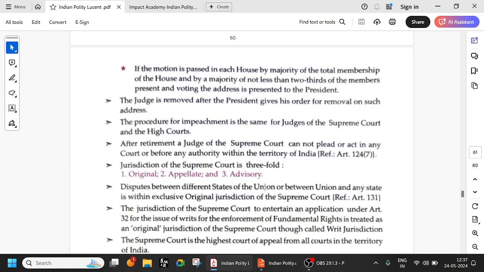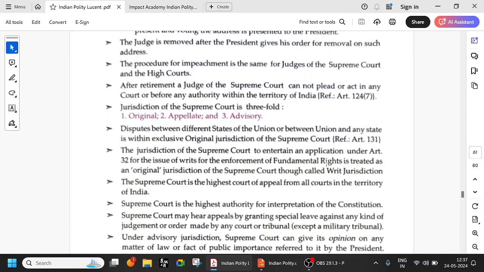So disputes between different states of the union, or between the union and any state, are within the exclusive original jurisdiction of the Supreme Court. Okay, such questions are frequently asked. Try to understand. A dispute between different states or between the union and any state is within the exclusive original jurisdiction of the Supreme Court, because if it is between different states, there is going to be one high court here, one high court there.